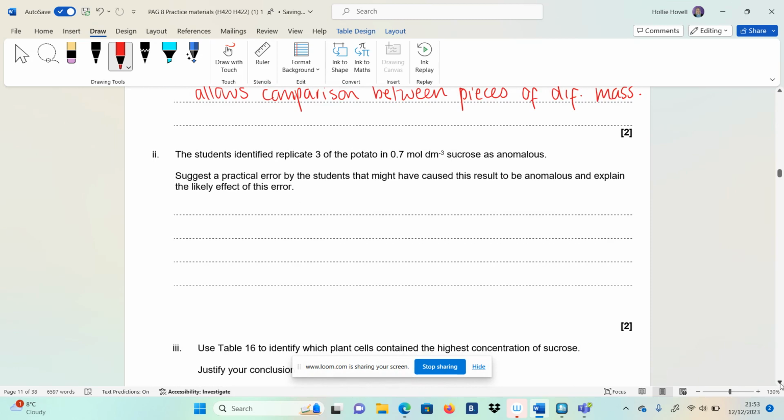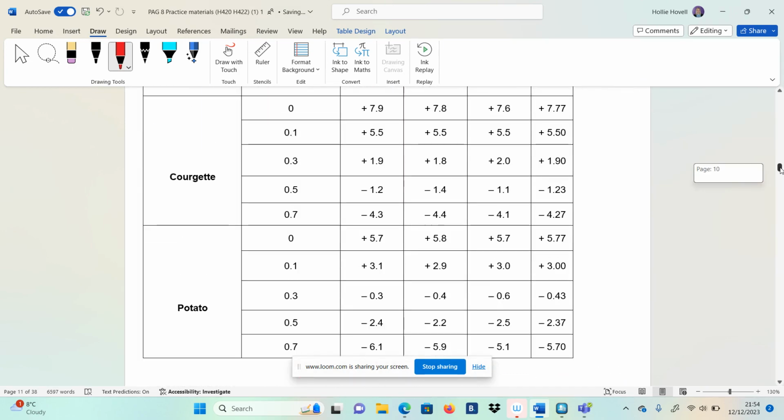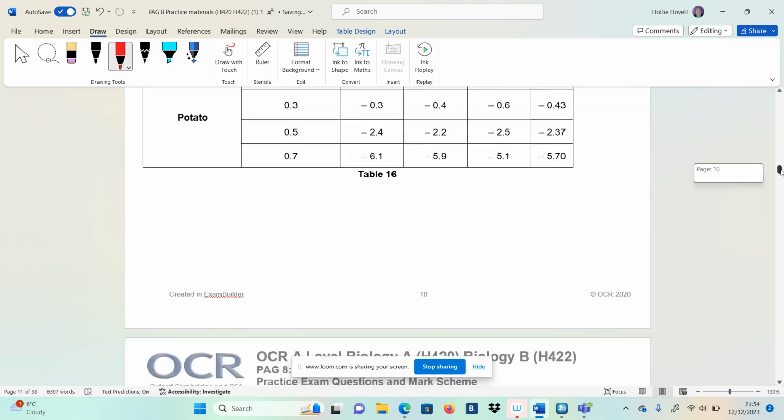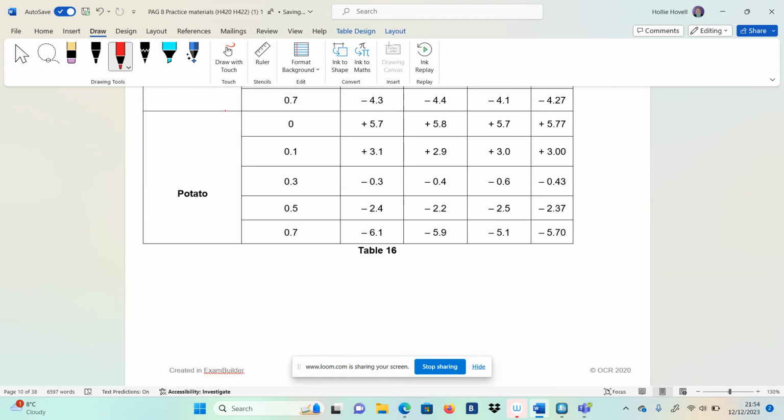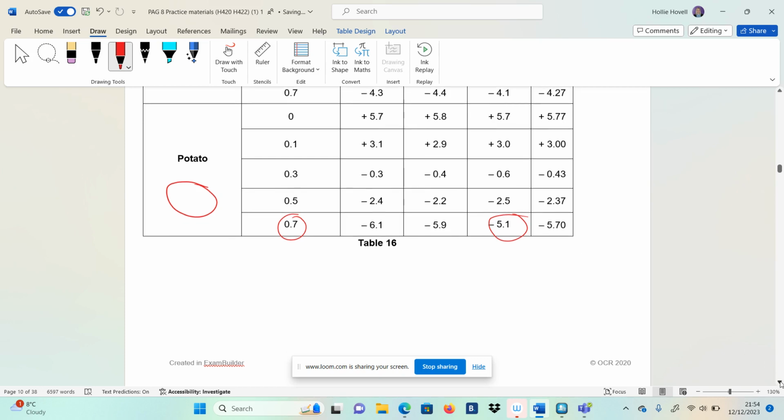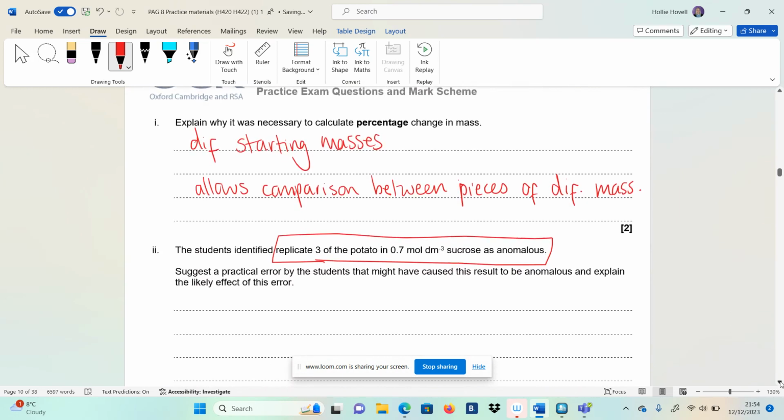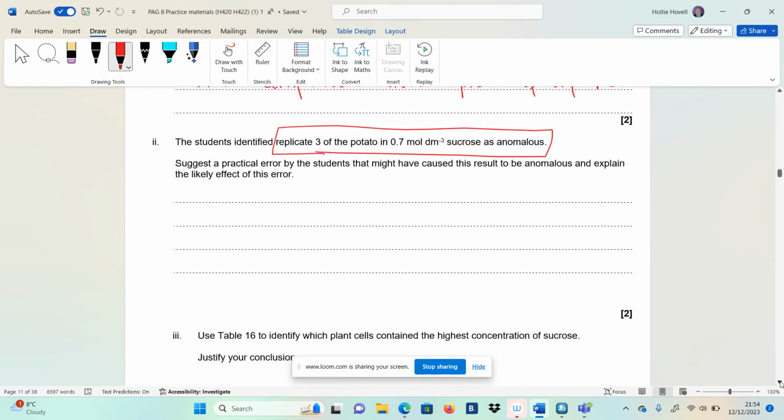The students identified replicate 3 of the potato in 0.7 as anomalous. Suggest a practical error by the students that might have caused this result to be anomalous and explain the likely effect of this error. So, replicate 3, 0.7. What vegetable was it? Forgotten already. Potato. Right, potato, 0.7, replicate 3. Okay, so it's the lowest. I got 6.1, 5.9, and 5.1. So why might they have got that low reading? What might be the reason for that lower reading that's an anomaly?